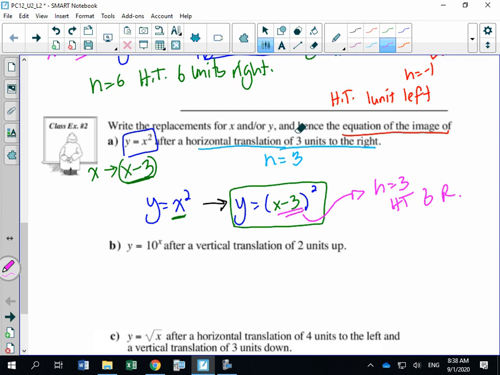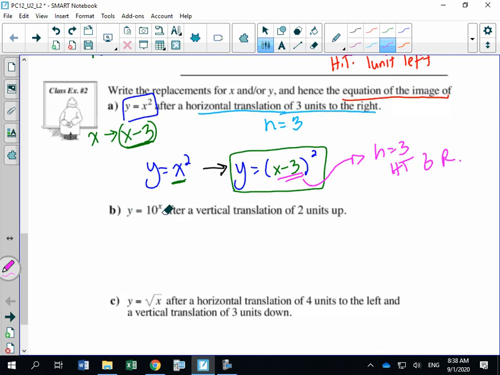Okay? Okay, this is our function, y is equal to 10 to the power of x. They want a vertical translation of 2 units up. That is a k value. They want k to be 2. So what they really want, if this is my function, I'll show you right now what the end answer would be. They want the original function plus 2, right? That's going to be the answer.